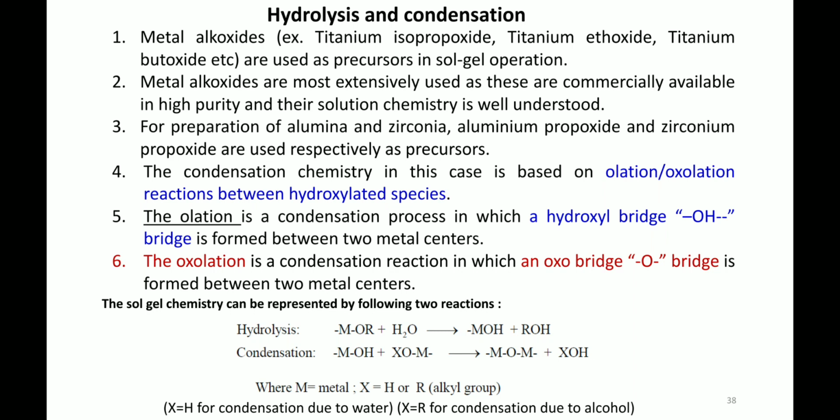So MOM is basically representing the oxidation type of condensation reaction. Here X is nothing but H for condensation due to water, and X is equal to R for condensation due to alcohol. So here X is either hydrogen or R, that is alkyl group. When it is hydrogen, X will be hydrogen if there is a condensation due to water molecule, but if the condensation is due to alcohol, then X should be R.